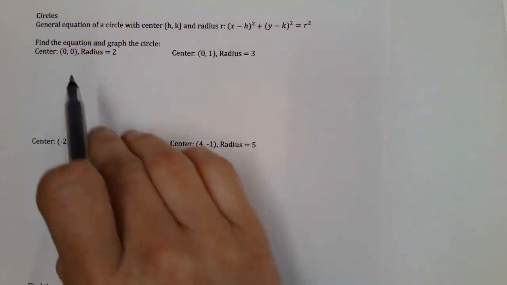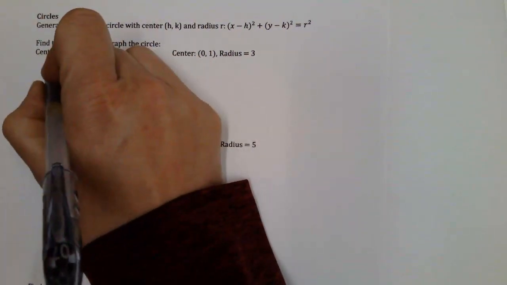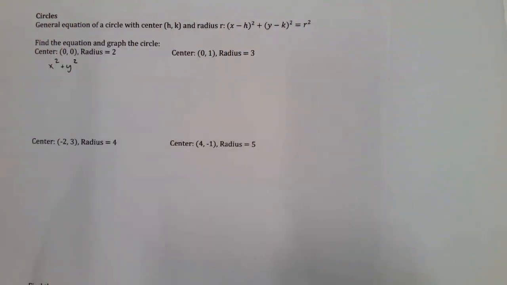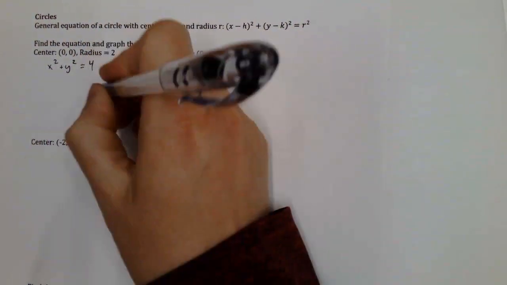So let's start with this where I'm given the information and I'd like to both find that equation and then graph the circle. So here I'm just going to get x squared plus y squared. My center's at 0, 0, so I don't really have to worry about that. And then 2 squared is 4.